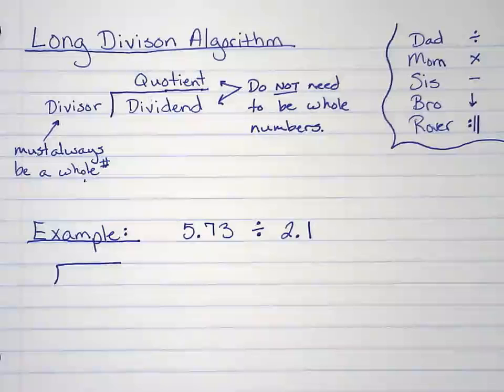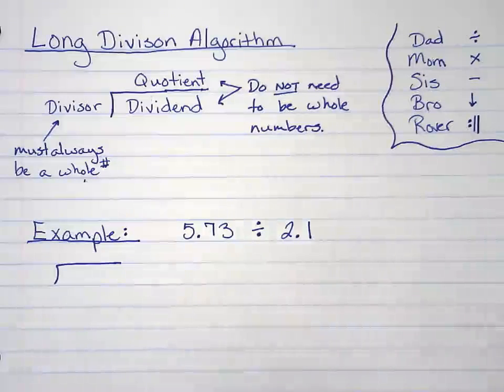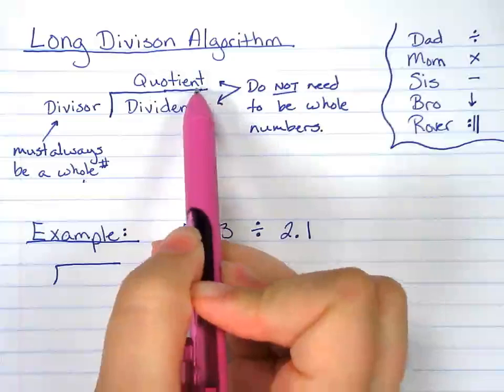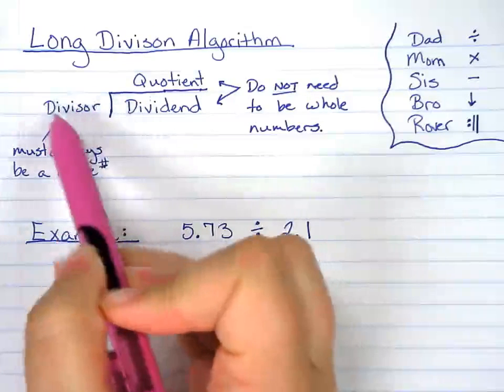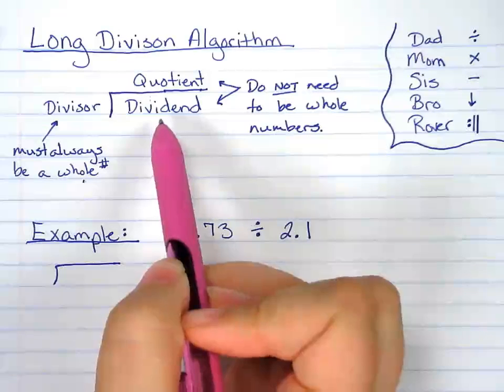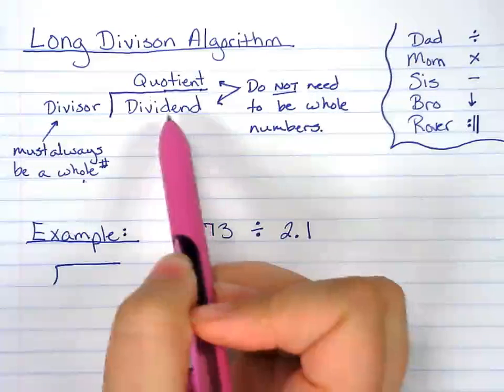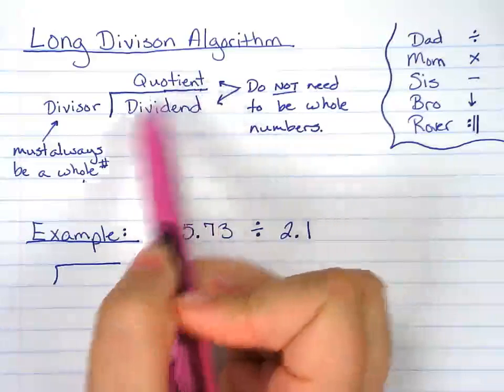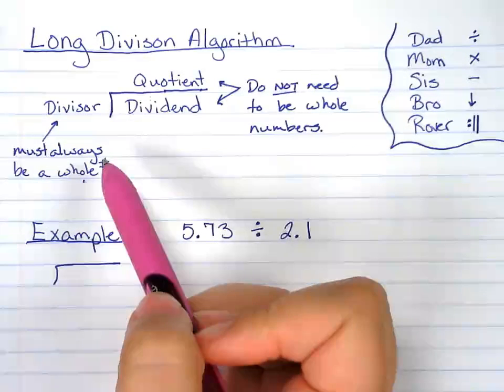A couple of things to understand first is how the problem is set up. We have our division bracket here, which you are probably familiar with. The number on the outside is the divisor, it's doing the dividing, and the number on the inside is the dividend, it's being split into parts. The quotient up top is the answer to that division problem.